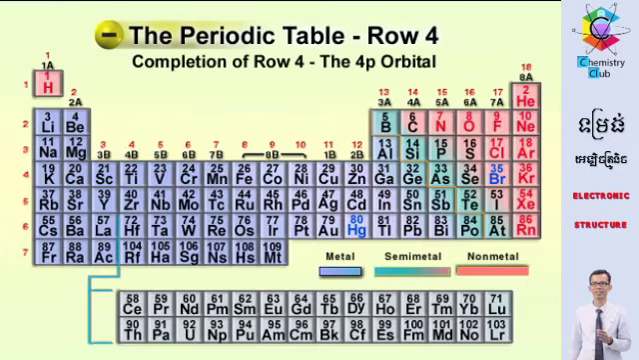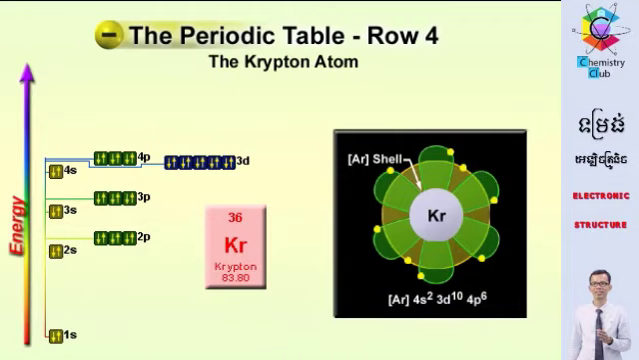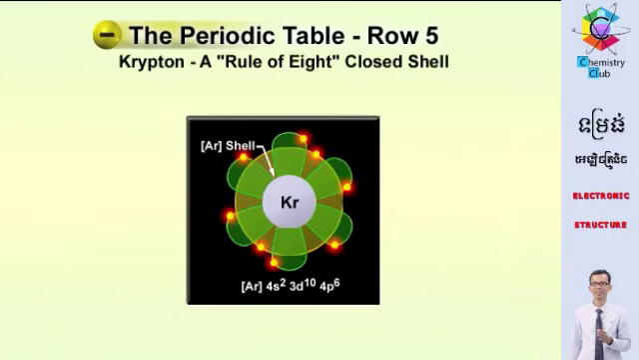Once the 3d sublevel has been filled, we revert to the normal filling of the 4p sublevel, just as occurred with the 2p and 3p sublevels earlier. We'll show only the element at the end of this sequence, the noble gas, krypton. At this point, we've reached another rule of 8 closed shell, although at this point we really should be calling it the rule of 18, since we needed to insert 2 4s electrons, 10 3d electrons, and 6 4p electrons to reach the krypton closed shell.